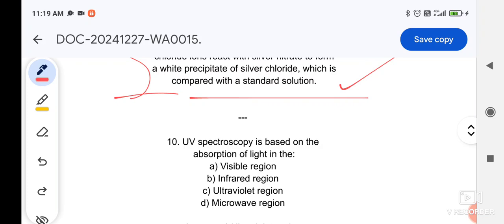UV spectroscopy is based on absorption of light in: now there are various regions. We know UV light falls on our earth, so there are various regions with various intensity, that is wavelengths, and by wavelength there are various regions: visible region, infrared region, ultraviolet region, microwave region. Now, absorption in UV spectroscopy is in which region? So we know that the correct answer is ultraviolet region.